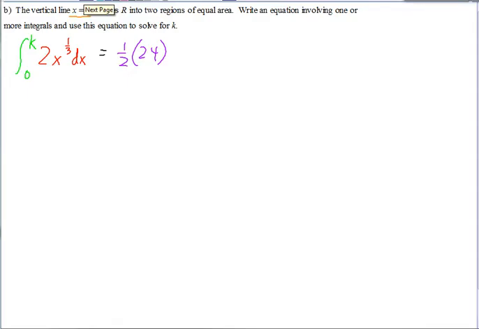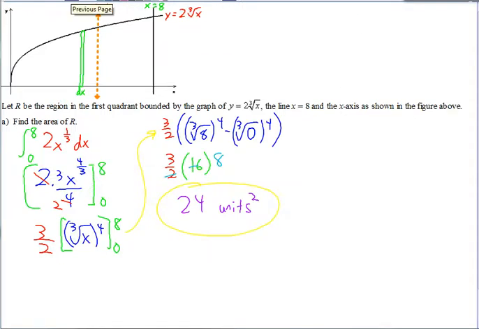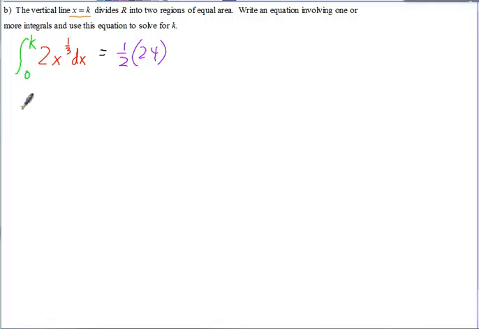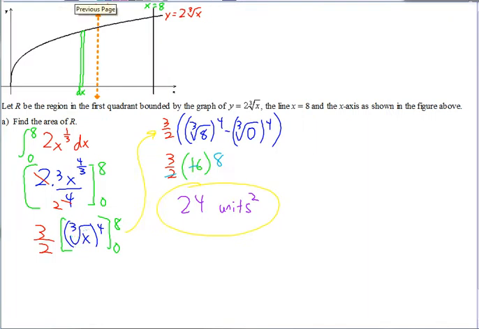So notice we've already integrated this. And if you take a look at what we got here, before we plug things in, it was a 3/2 cube root of x to the fourth from 0 to 8. So if you want, you can skip right to that. We're going to get the same thing since we're integrating the same thing. Up to that point, cube root. So it was a 3/2 and then the cube root of x to the fourth.